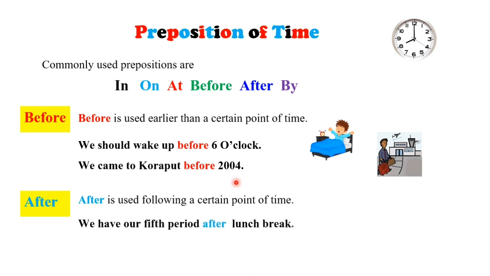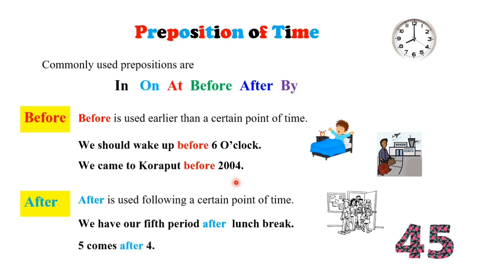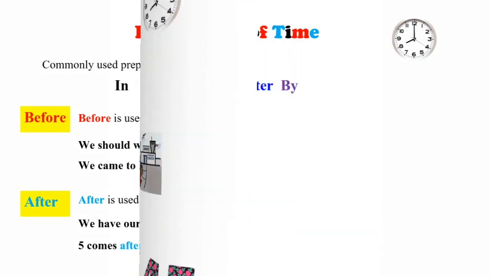So an example: we have our fifth period after lunch break. That means up to the fourth period we are having classes. Then we have our lunch break. After lunch break, the fifth period starts. Before the fifth period, lunch break comes. Next, 5 comes after 4. You can see here 4, then 5 is next to 4. That means after 4. So here after is used.